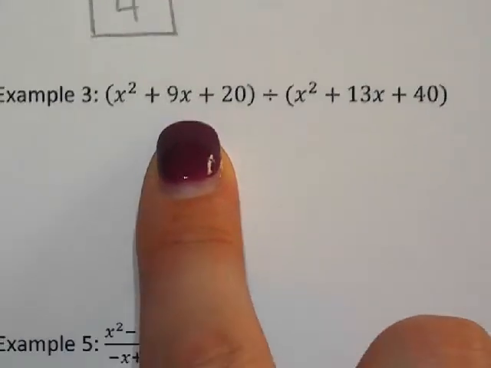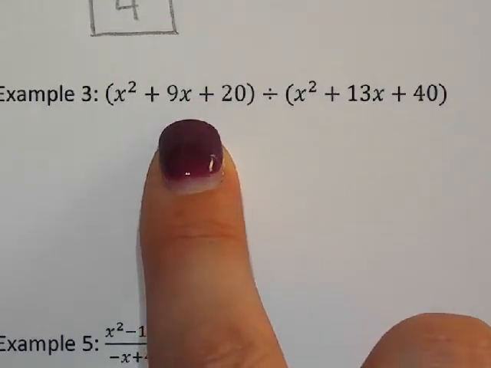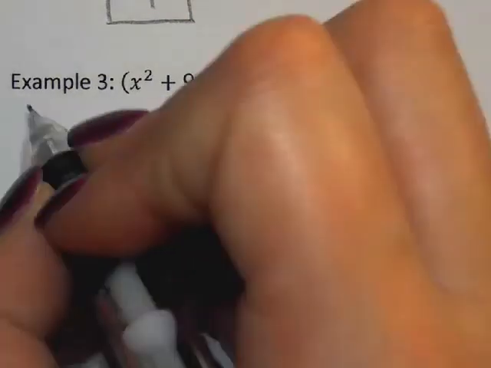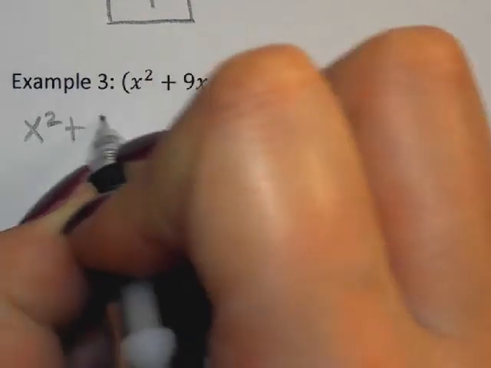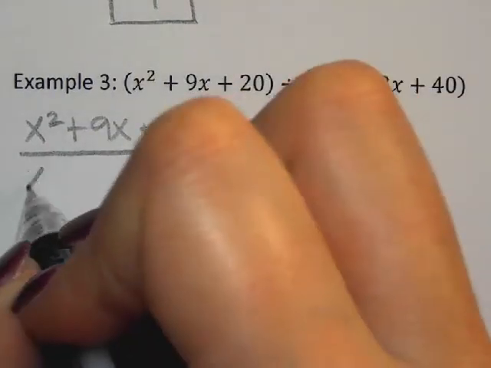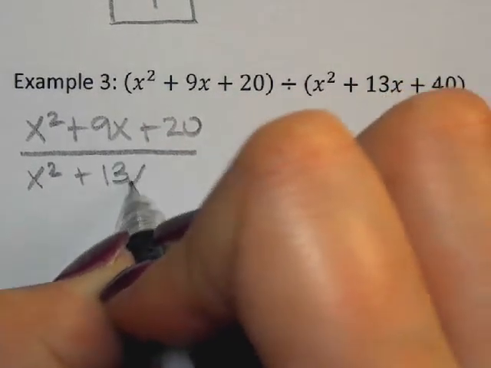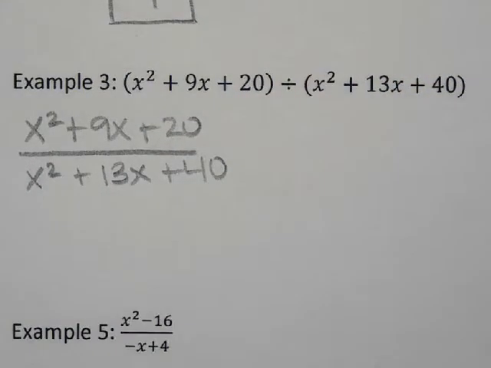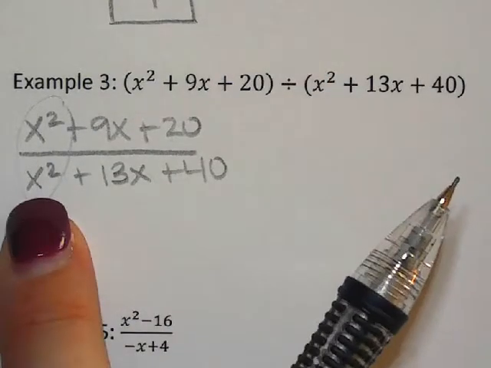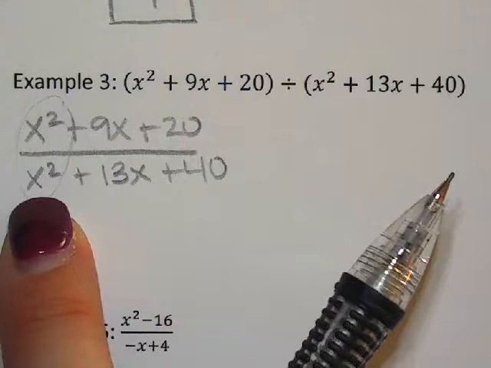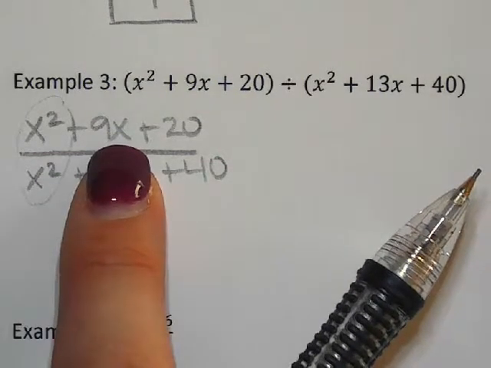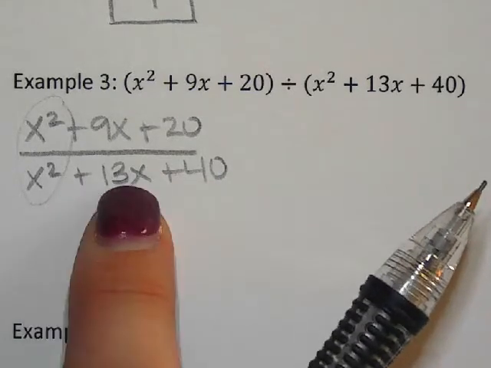What do we have to do first on example 3? Step 1. Yeah, write it like a fraction. So we've got x squared plus 9x plus 20 divided by x squared plus 13x plus 40. Can I cancel these x squareds right here? Think about it. It says x squared plus something, x squared plus something.